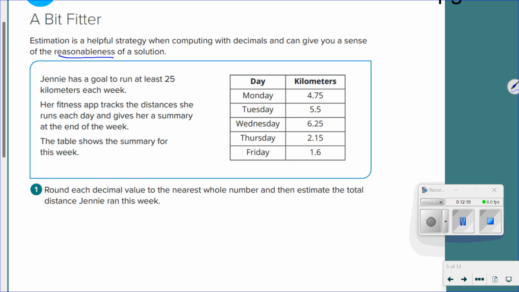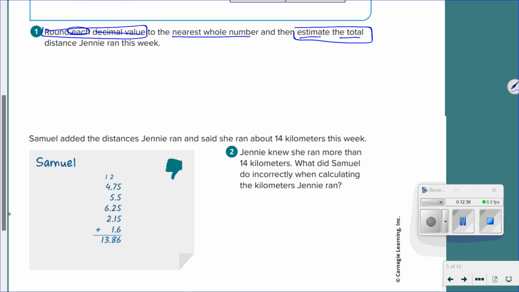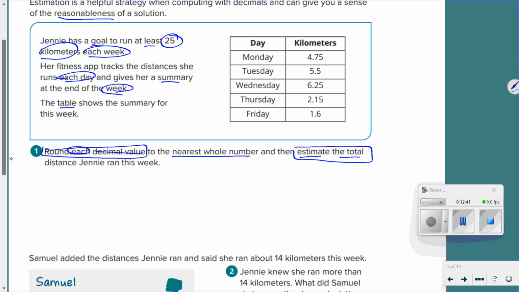So all we're going to do, Jenny has a goal to run at least 25 kilometers each week. Her fitness app tracks the distance that she runs each day and gives her a summary at the end of the week. The table shows a summary. So round each decimal value to the nearest whole number and then estimate the total. So this is basically kind of what we were just doing. So you're going to round them and estimate. Once you've done that, we're actually going to look at number 2. But I want to give you guys like a minute to do that part.